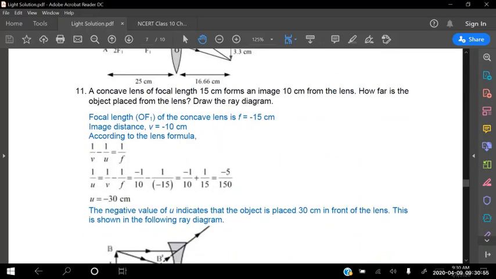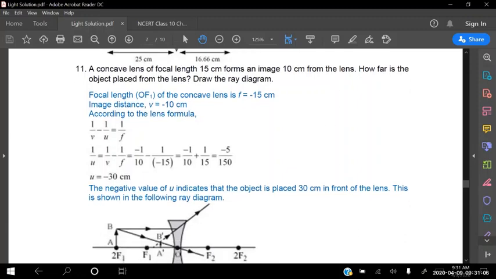Then next question is: a concave lens of focal length 15 centimeter forms an image 10 centimeter from the lens. How far is the object placed from the lens? So it is very simple. Only two values are given. Concave lens focal length is always minus. Now, F is equal to -15. Then image distance they have given. U is not given. So you just see V is equal to -10.